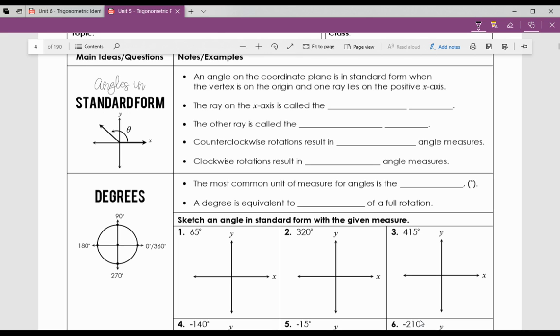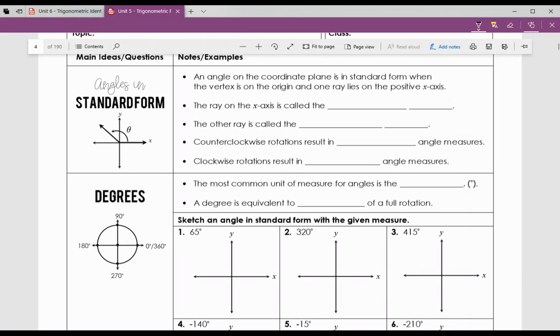So what we're going to do is just start talking about angles in standard form. One thing that you need to understand is that there are positive angles and there are negative angles. The best way I can explain that is, you put your car in drive, or a vehicle gets put in drive, the wheels rotate forwards, correct? You put it in reverse, what do the wheels do? They go the opposite direction.